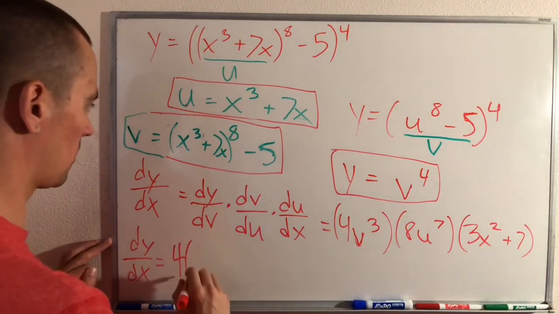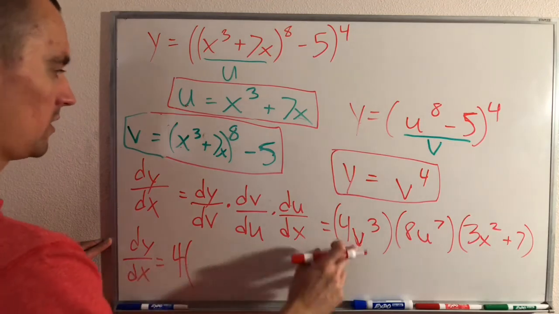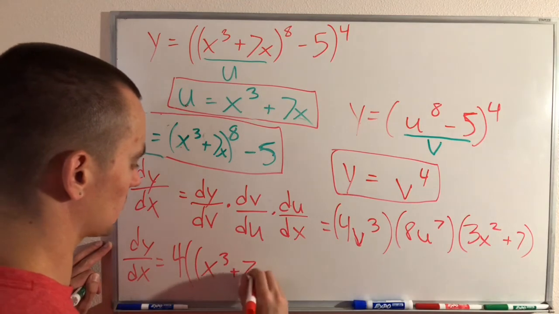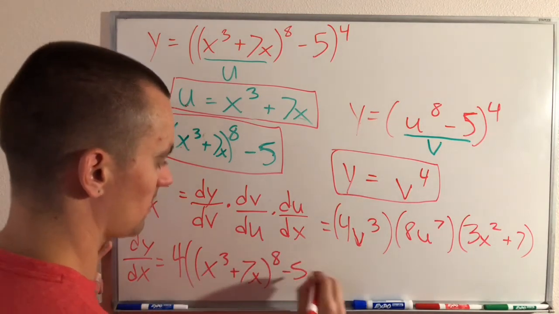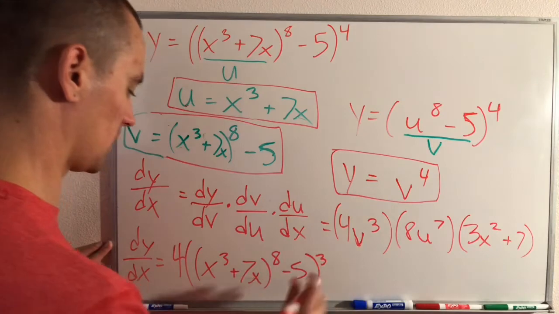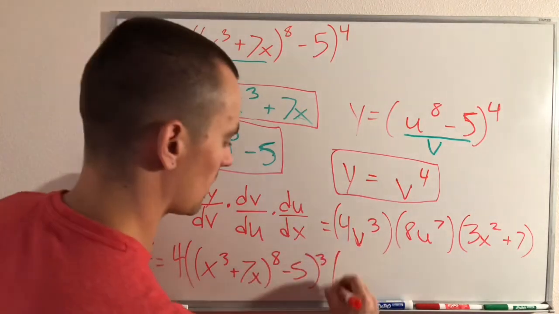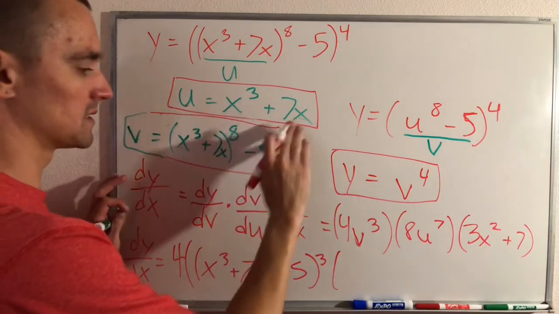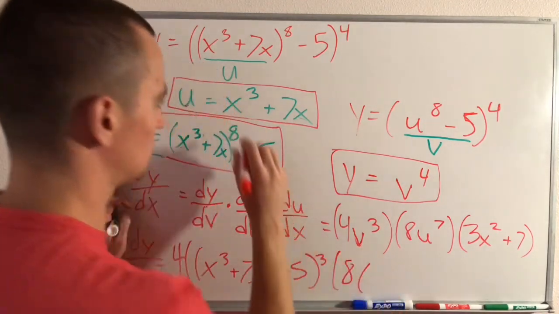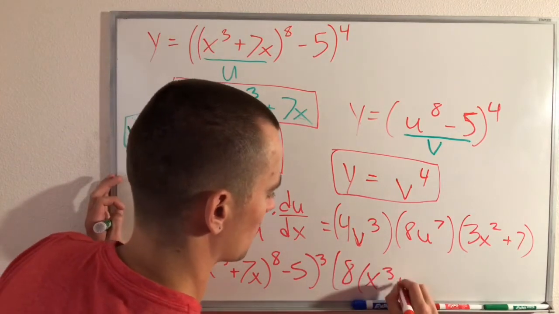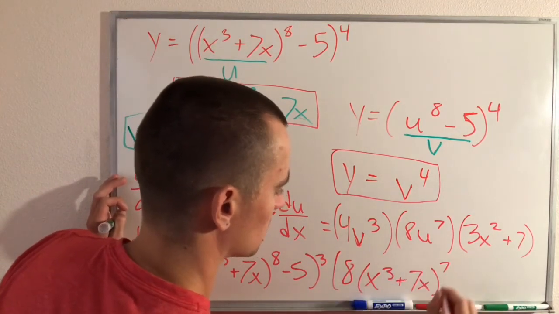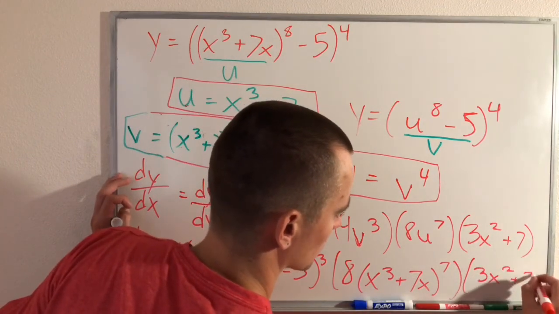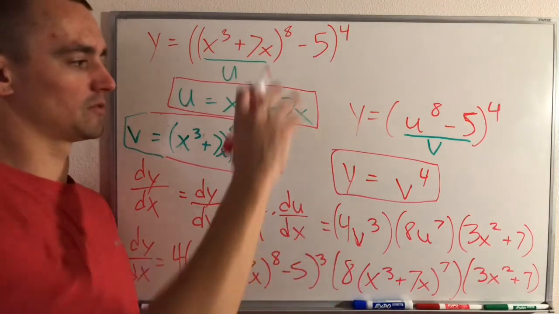gives us 4 times v, which is all this, so x cubed plus 7x up to the 8th minus 5, and all that is going to be cubed, so we're going to cube all that, and then we're going to multiply that by 8 times u to the 7th, and all this is u, so we're going to get 8 times x cubed plus 7x to the 7th, and then we're going to multiply that by 3x squared plus 7. So that's it for the derivative of this function.